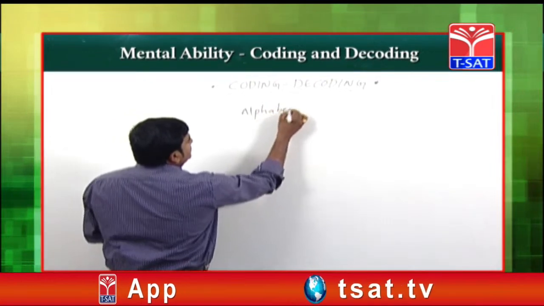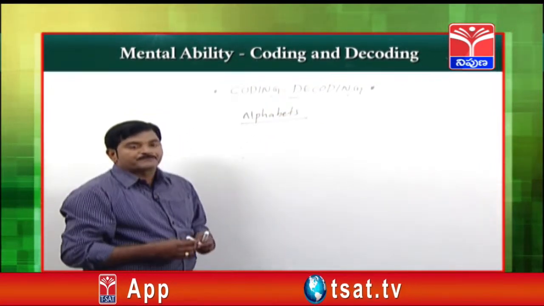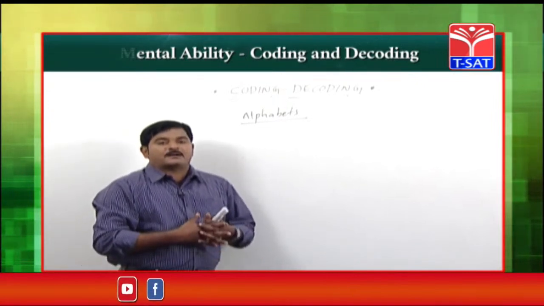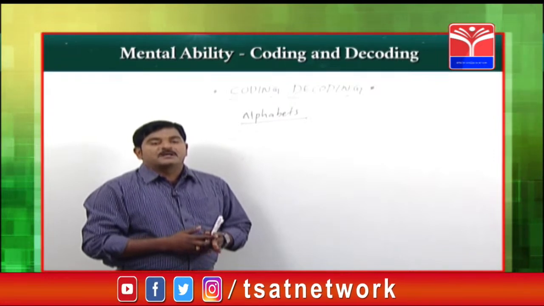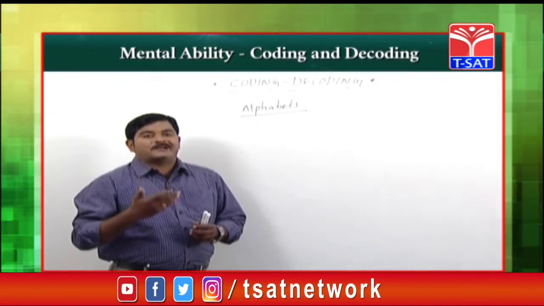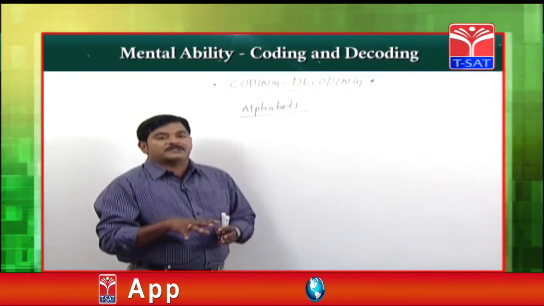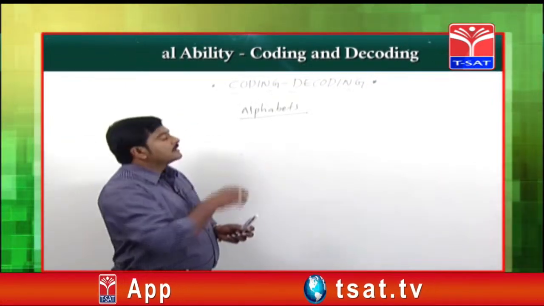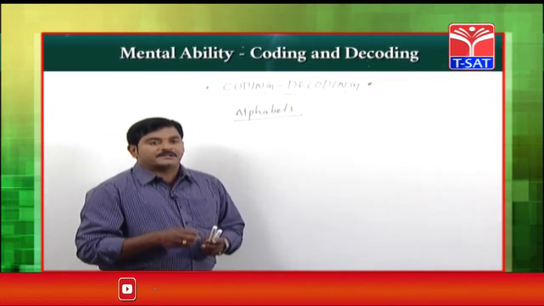If you know this basic idea of English alphabets, then coding decoding, letter series, letter analogy, and letter odd man out, and one more chapter, problems based on letter series. So these 4-5 chapters are very easy. All the chapters are based on only alphabets. That's why you need to have a good command of English alphabets.